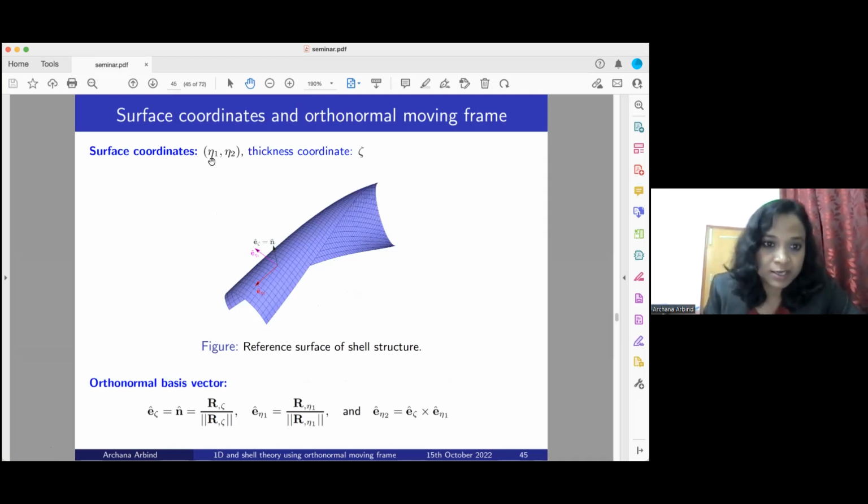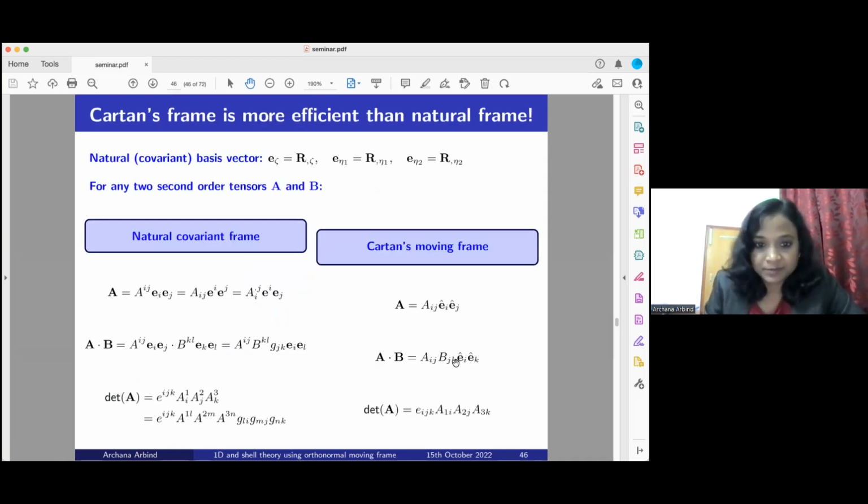Here we can see it clearly. Eta 1 and eta 2 are the surface coordinates, and the thickness coordinate is zeta. The orthonormal basis vectors we get in a similar fashion to the normal covariant basis, but normalized. These two are the same as the normal covariant basis but normalized, and E eta 2 we get by cross product. That way we make an orthonormal set of basis vectors.